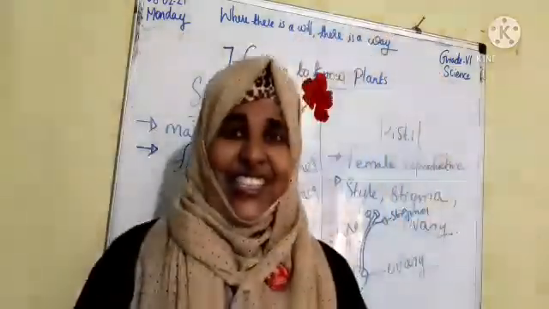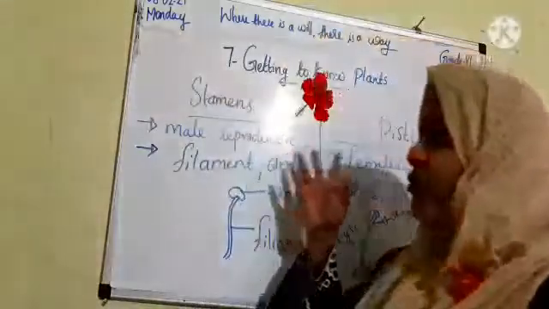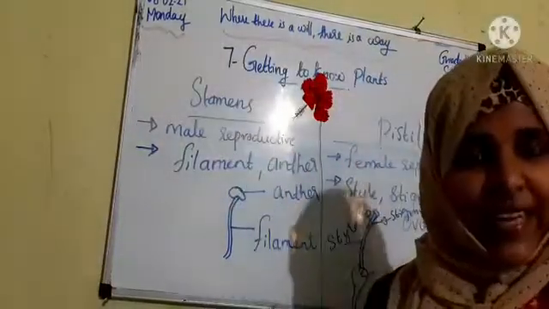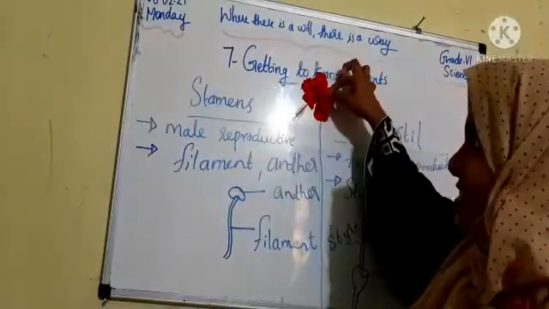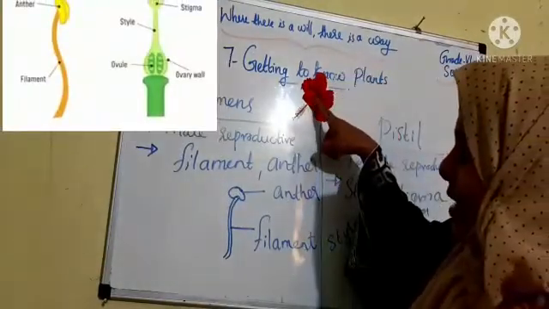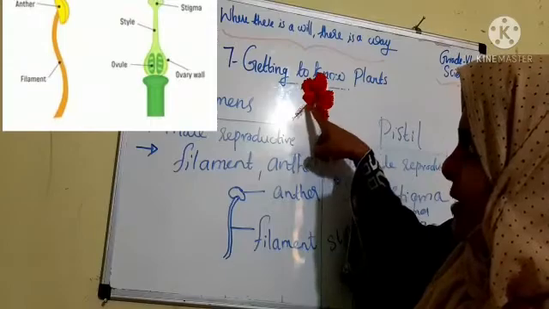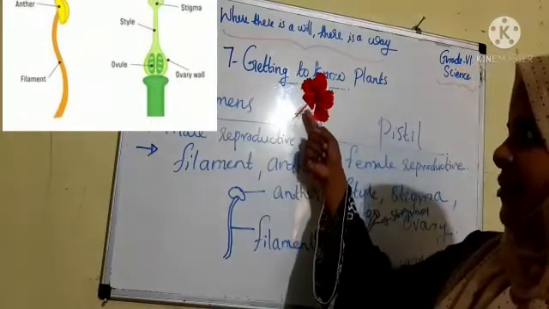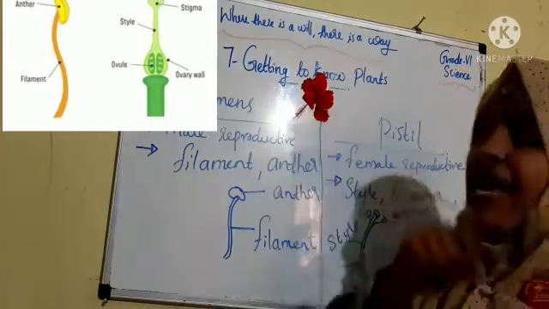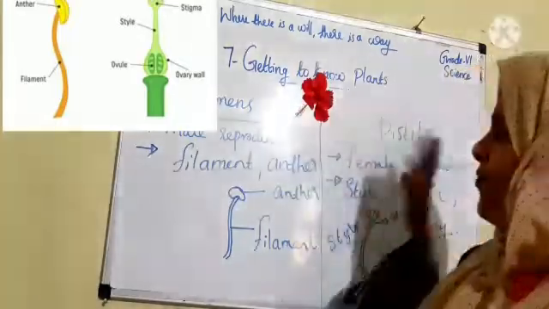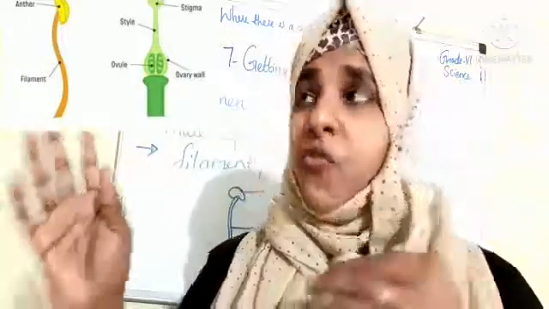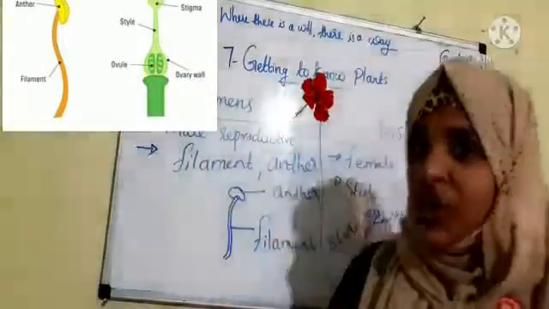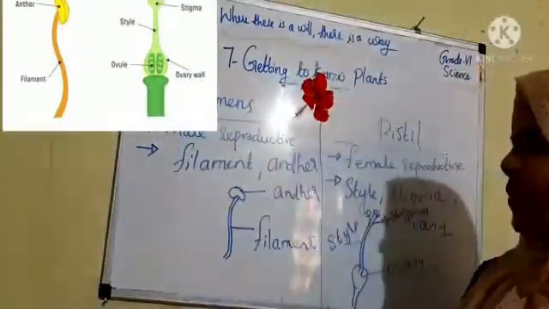Students, now we can clearly understand the different parts of flowers. What are they? Sepal, the greenish part. Then petals. Then the female reproductive part that we call pistil. And the male reproductive part that we call stamen. So from that we can understand the differences between these parts of a flower and also the differences between stamen and pistil.